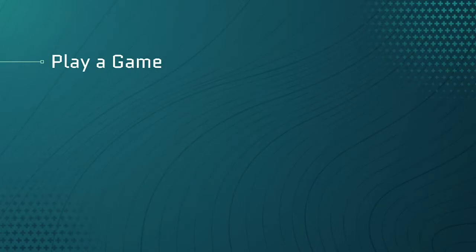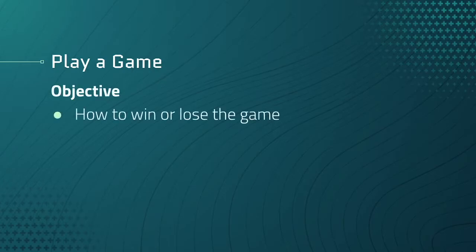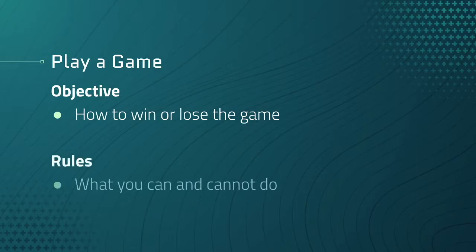In order to play a game correctly, though, you need two things. An objective, which is how to win or lose the game, and a set of rules. These are what you can and cannot do.